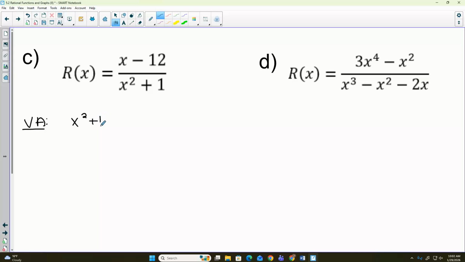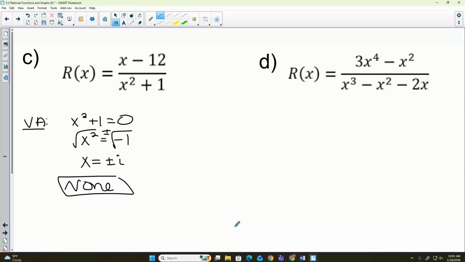Set the denominator equal to 0. So x squared is negative 1. When you square root plus and minus, what's the square root of negative 1? i. Can we graph that? No. So my vertical, there is none. If you get an imaginary, we don't have a vertical asymptote.